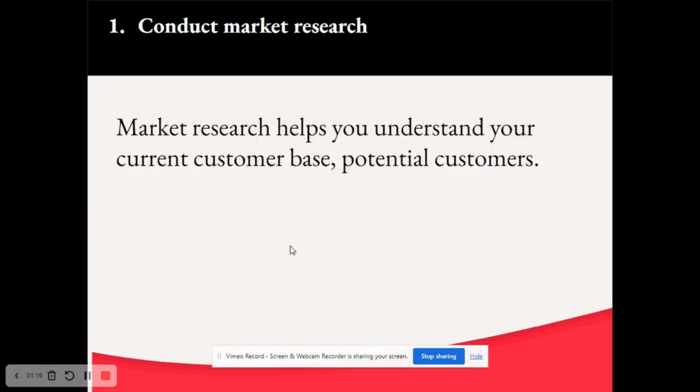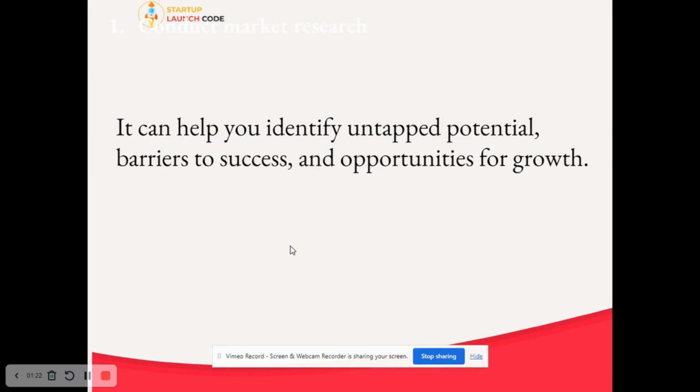That is one. Why you need to conduct market research is because it helps you to identify the opportunities and the barriers, the things that could be a barrier for you to effectively implement your strategy, as well as the opportunities you have to grow your startup. So those are the reasons why you need to conduct market research when coming up with a growth strategy for your startup.